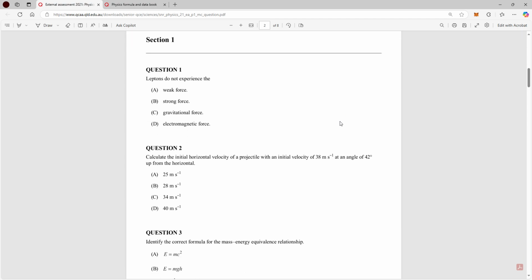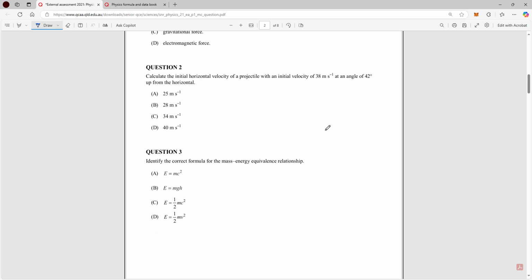Question 1. Leptons do not experience: weak force, strong force, gravitational force, or electromagnetic force. Leptons are like electrons, muons, and taus. They don't experience the strong force, so that is the correct answer. That's something you have to learn. It's not something where you calculate stuff. There are just some things you have to learn. Leptons do experience gravitational and electromagnetic force because we know electrons are subjected to that.